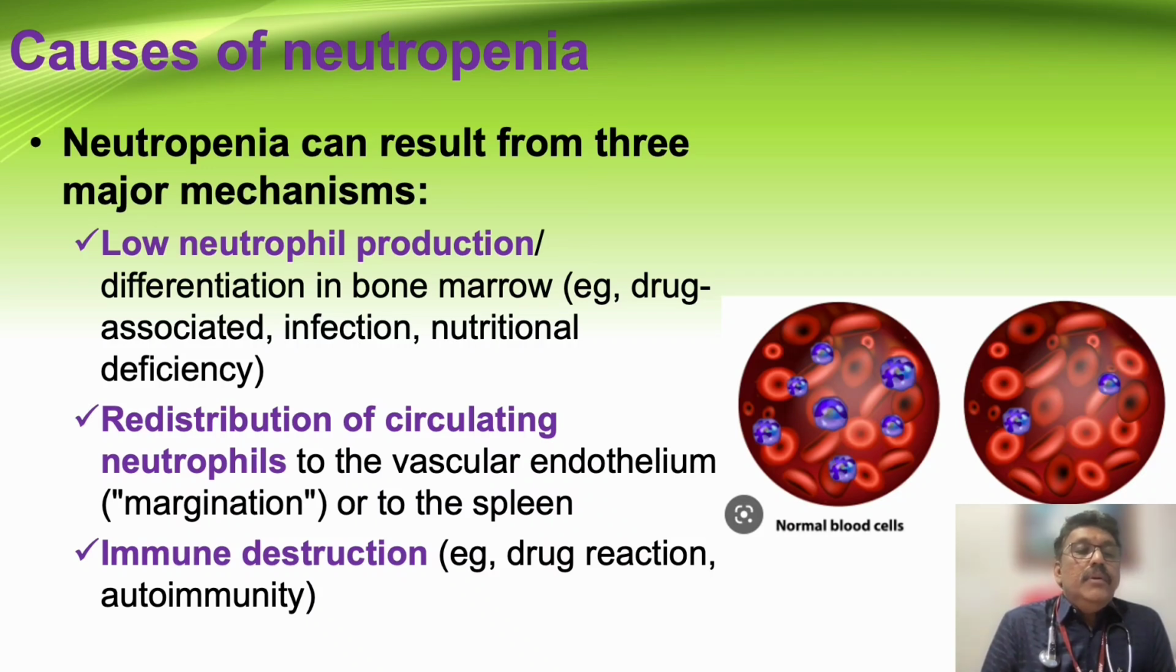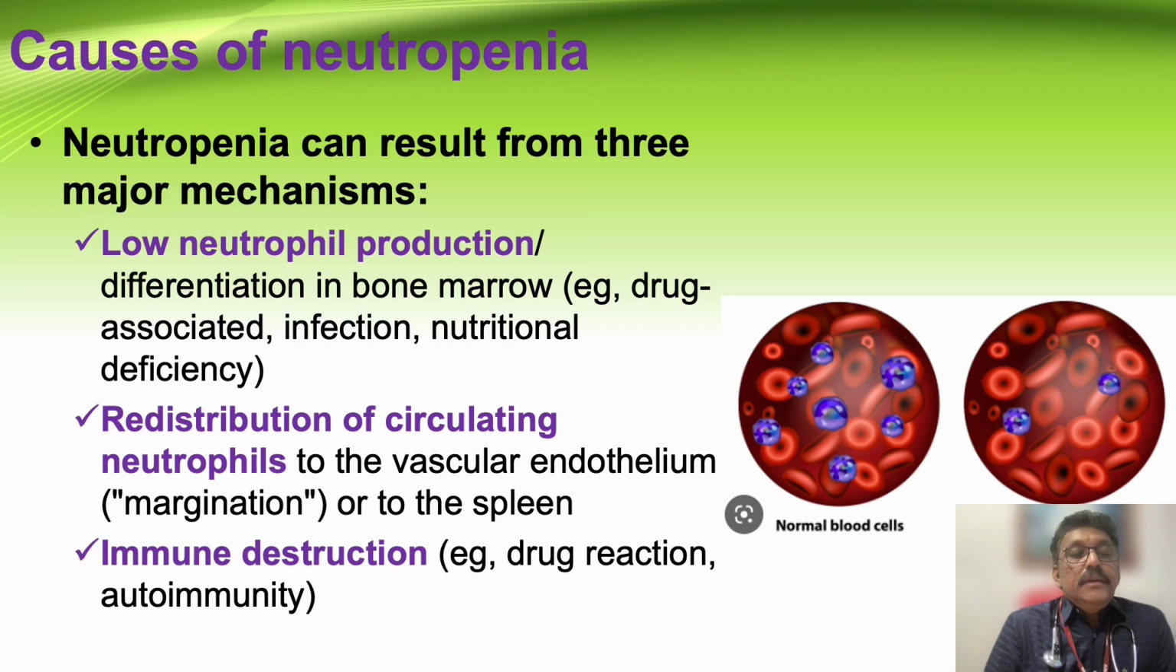There are three important mechanisms by which neutrophil count can reduce. We call it neutropenia. First, low neutrophil production from the bone marrow. It can be due to bone marrow failure, secondary to drug-induced problems, secondary to infections, secondary to nutritional deficiency like vitamin B12 and folic acid, or it can be marrow infiltration.